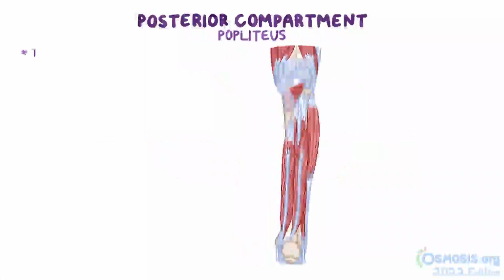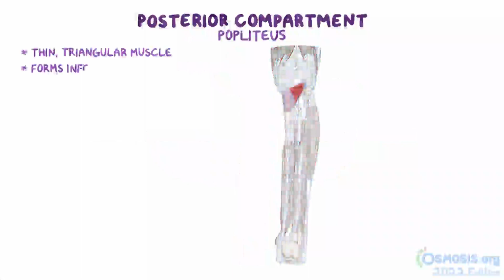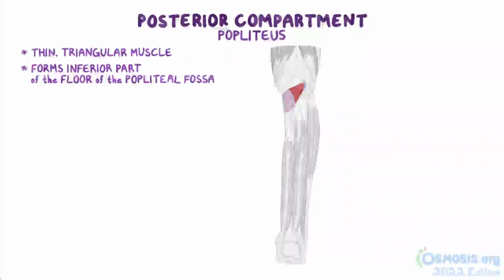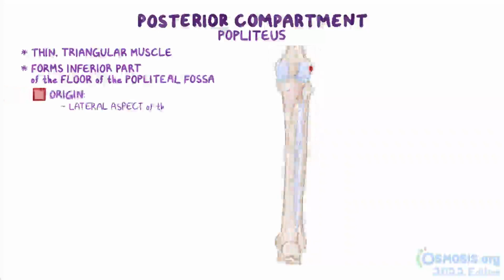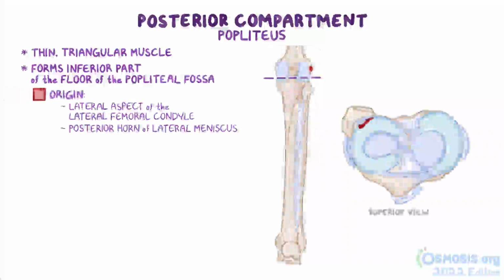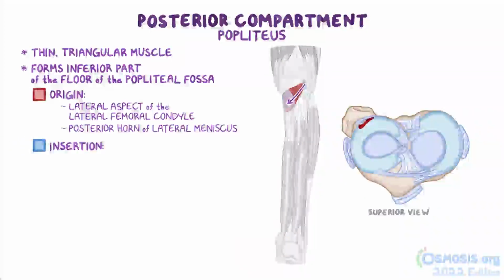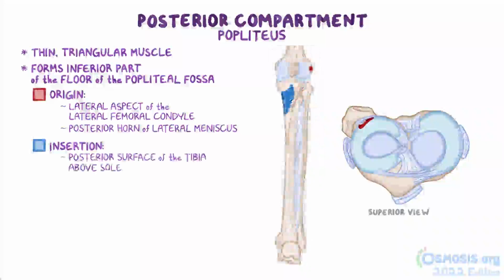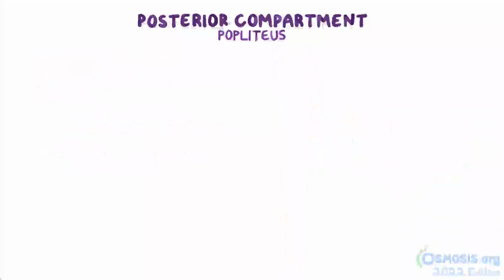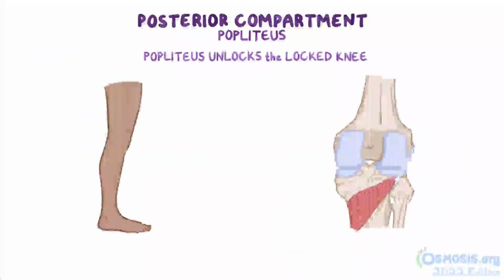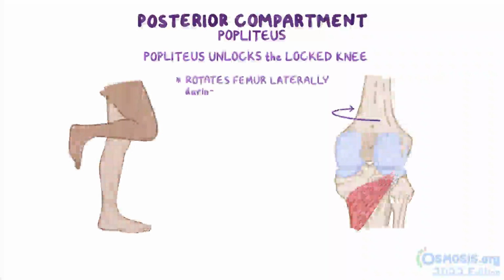First, the popliteus is a thin triangular muscle that forms the inferior part of the floor of the popliteal fossa. It originates on the lateral aspect of the lateral femoral condyle and the posterior horn of the lateral meniscus. From there, it runs inferomedially towards the tibia and inserts on the posterior surface of the tibia above the soleal line. The popliteus unlocks the locked knee from a standing position to a flexed position by rotating the femur laterally during initial stages of flexion of the knee.